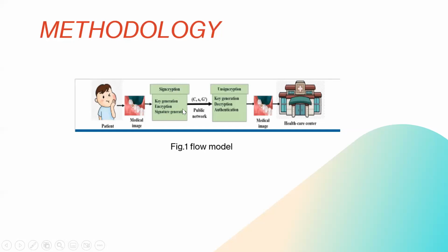After doing all these processes, the data will go to the user via a public network, and there the user will do the unsigned encryption method, which is the same as the signed encryption, the only difference being the decryption method. He will be using the authentication so that he can know which user has been sending the images, and then the medical image will be converted from unreadable to original form.